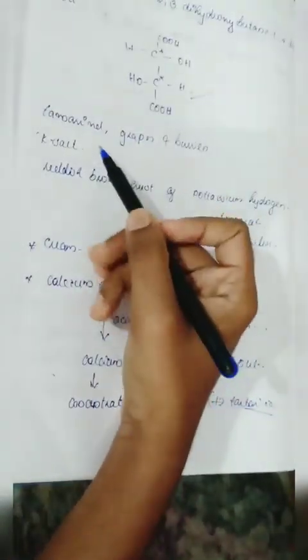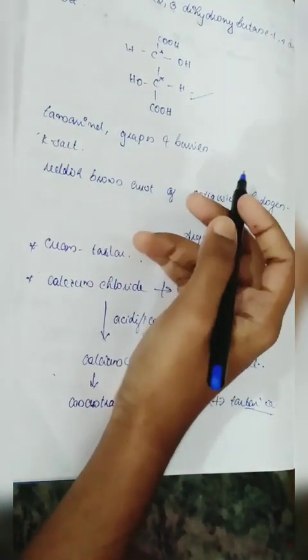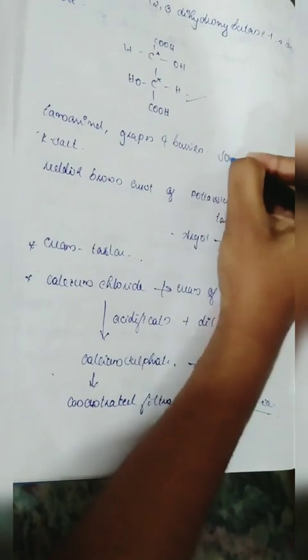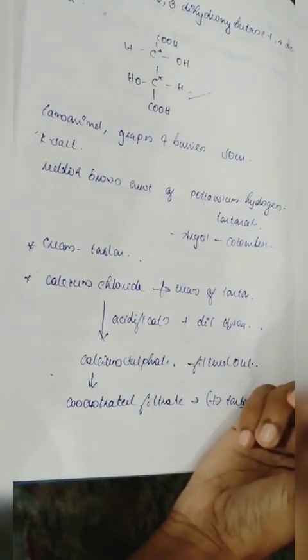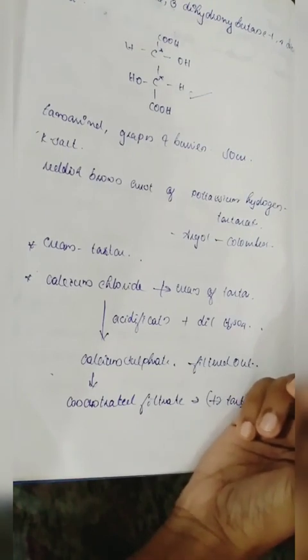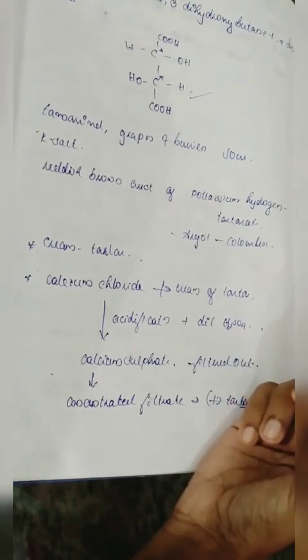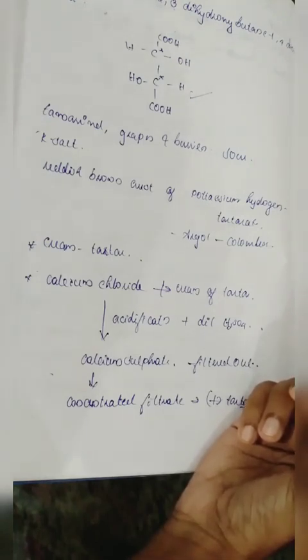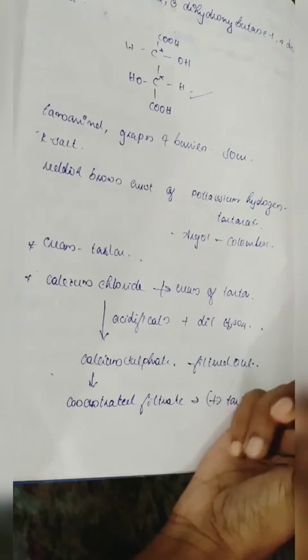Tartaric acid is usually present in tamarind, grapes, and berries. Tartaric acid gives the sour taste to these kinds of fruits like tamarind. We know tamarind as puli in Malayalam. And berries include cranberries, mulberries, blackberries, all kinds of berries come under that section. So all of these fruits have some kind of sour taste. Tartaric acid is the reason behind that sour taste.